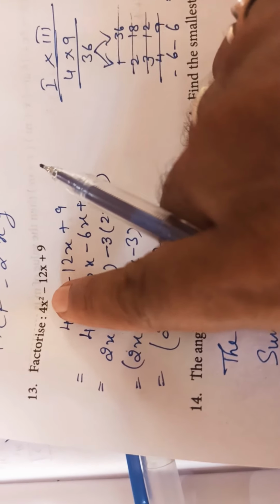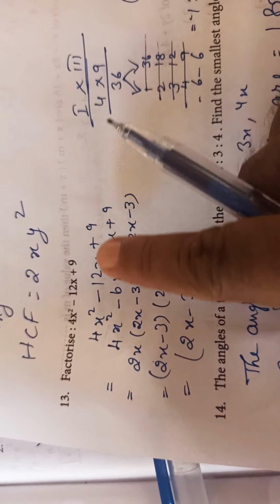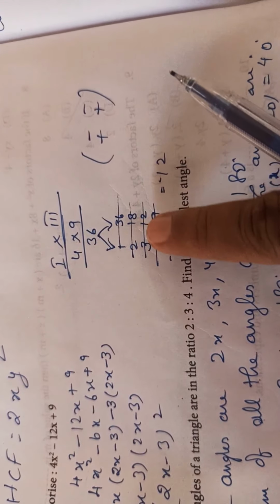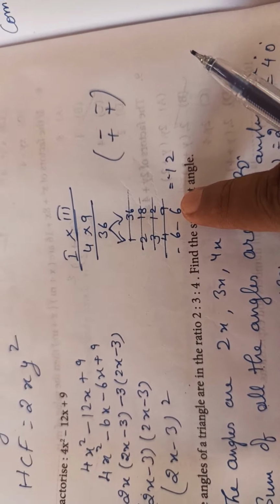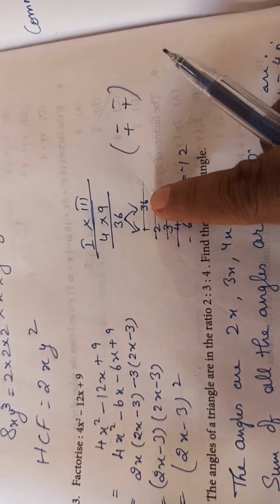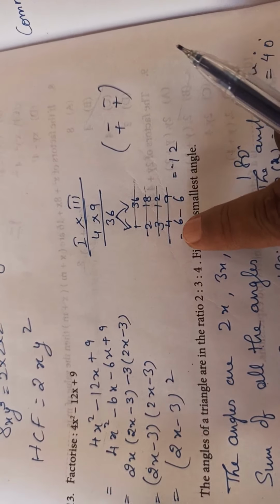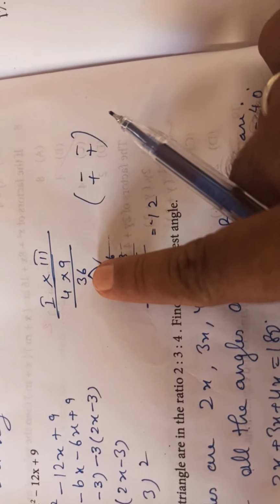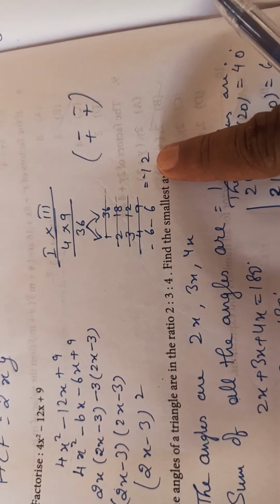Factorize 4x square minus 12x plus 9. So it can be done by the splitting method. So as we do, 4 into 9, 36. 36 can be written as 1 and 36, 2 and 18, 3 and 12, 4 and 9, and 6 and 6 are the factors. So if we add any two, it should become minus 12. So 1 plus 36 is not 12. 2 and 18 is 20. 3 and 12 is 15. 4 and 9 is 13. 6 plus 6 is 12. So whenever the last sign is plus, both are plus or both are minus. So because the middle sign is minus, we write this as minus 12.